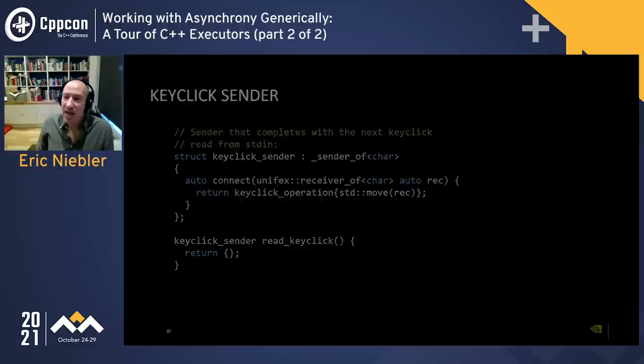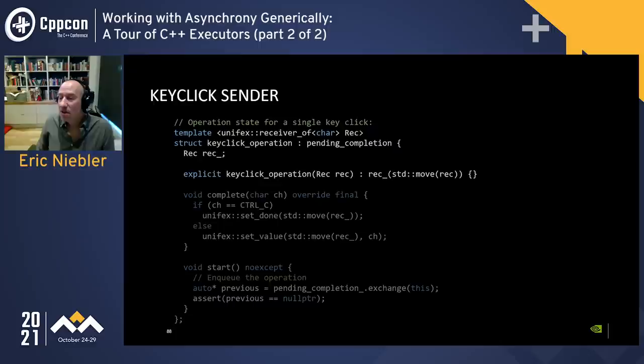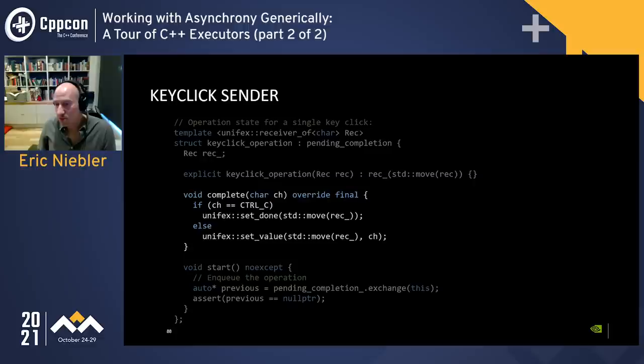And so now the operation, and this is where the interesting stuff happens. It implements this pending completion interface. It stores the receiver. And then it implements the complete function. It checks to see whether the character is control C. And if it is, it calls set done. Otherwise, it calls set value, passing that character to the receiver.